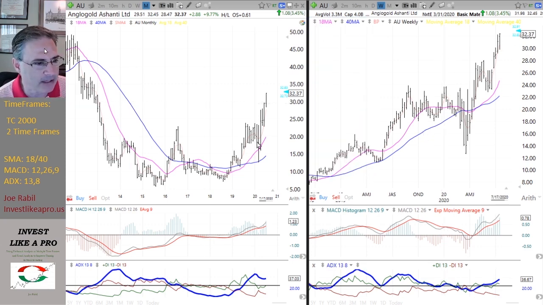chart. The 18 and 40 is overlaid on the price chart, and then underneath, I've got the standard MACD 12.26.9, and I use 13.8 for ADX below. The blue line is the actual smoothing ADX in both time frames, and green is the plus DI, and red is the minus DI. So just a quick review, when it comes to ADX, green shows the strength of the buyers. The red, the minus DI, shows the strength of the sellers. And the blue line is essentially an average of the difference between these two lines.